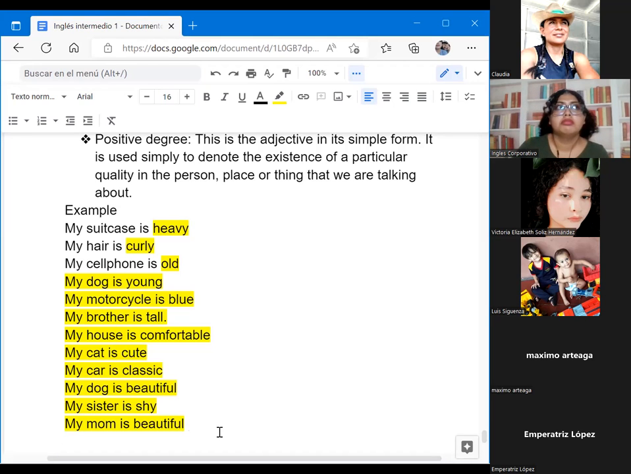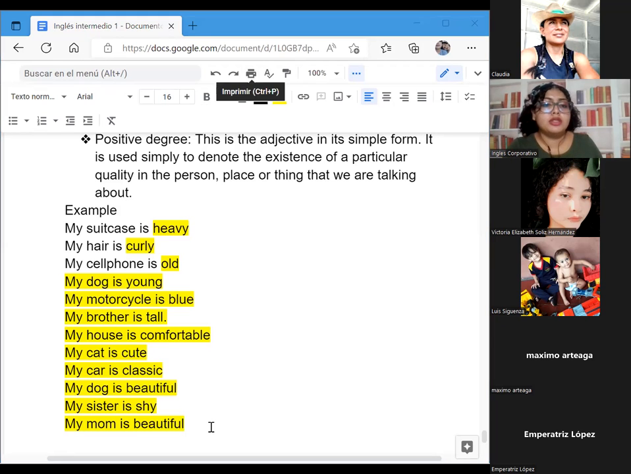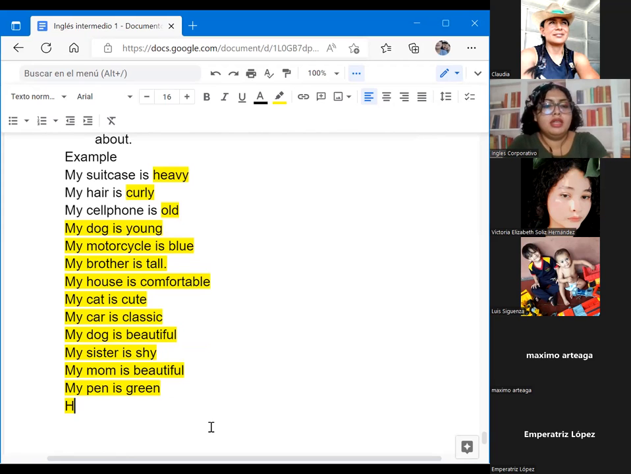We are going to use physical appearance. He is, let me see. My pen is green. Good. Thank you. We have, he is handsome. And she has black hair. Good, we have 3, 6, 9, 12. So in that case, let's see, one more.